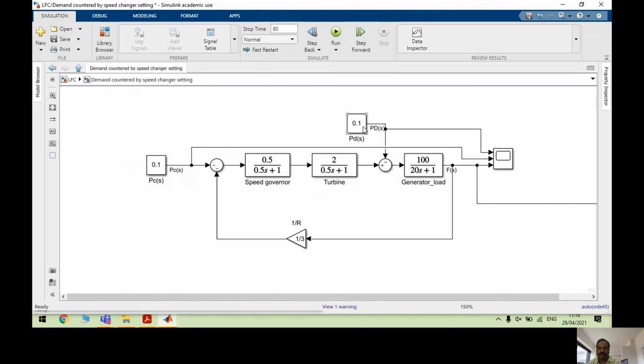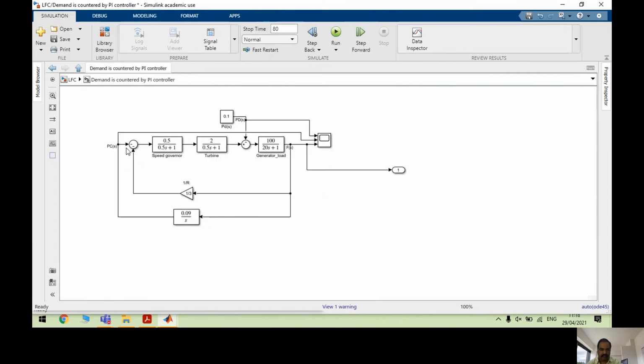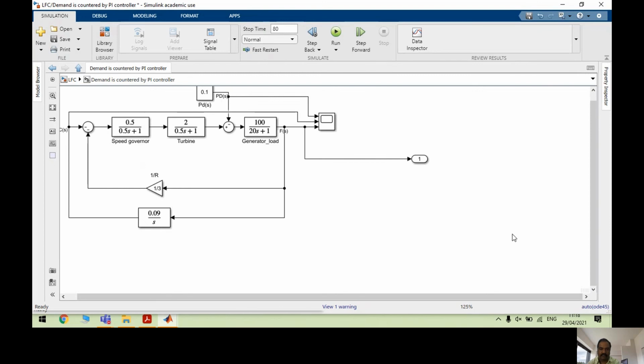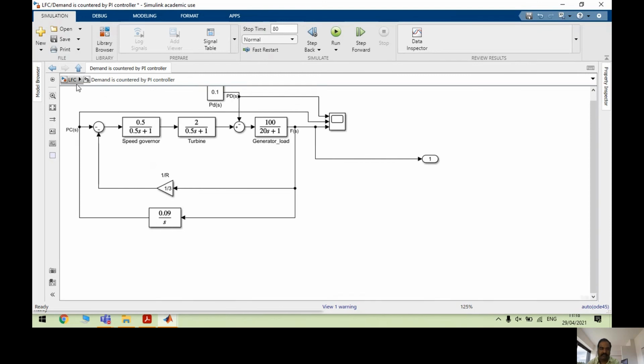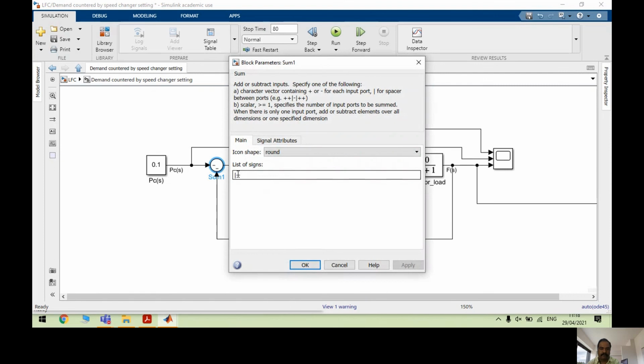so here in this one, if you see, there is a demand, and this is countered by my manual power changer setting, 0.1 with 0.1. This is not true in all the cases basically, okay? And this one is my PI controller, which I have employed in the recent past, okay? Now let's see what the outputs of all these things are going to be.